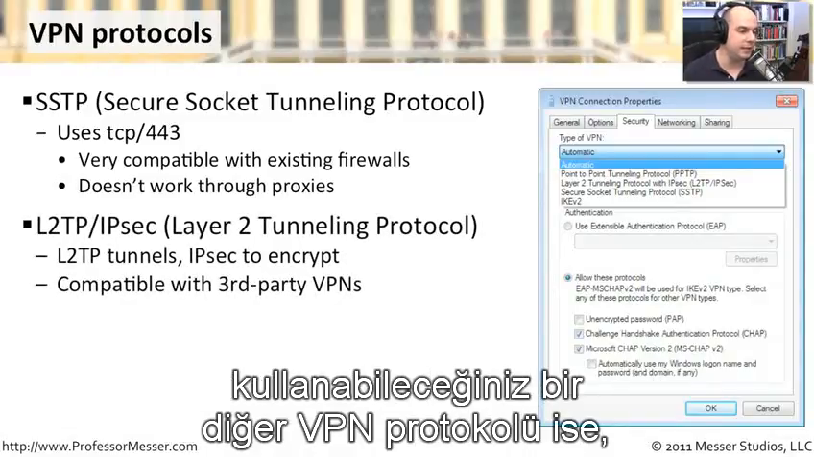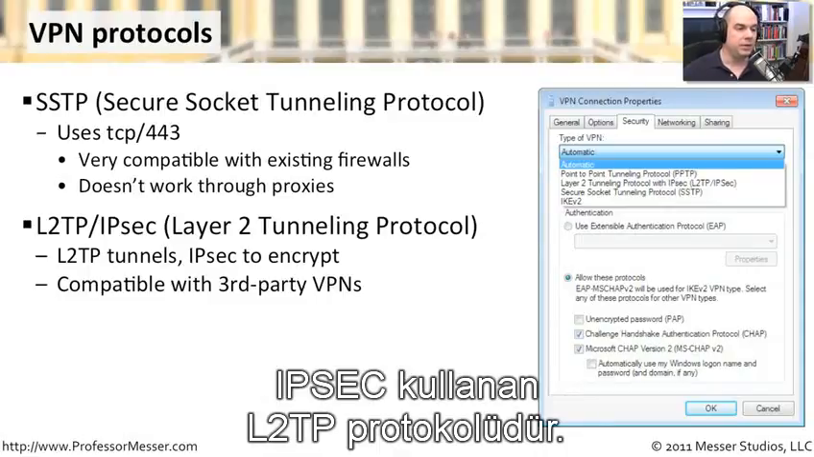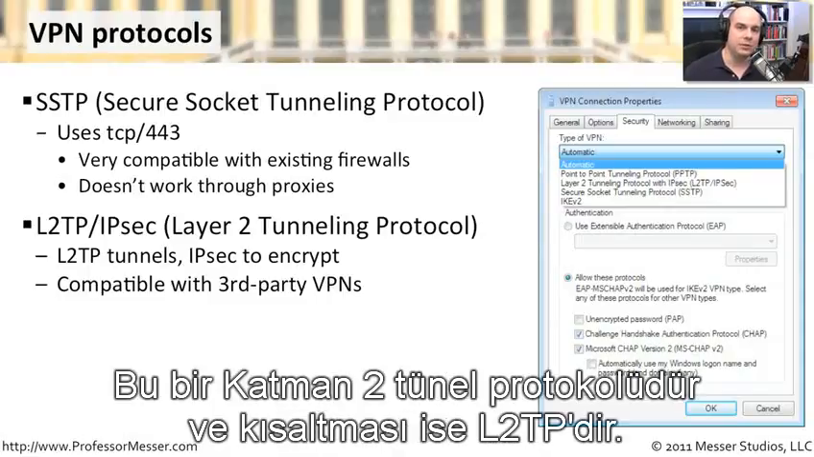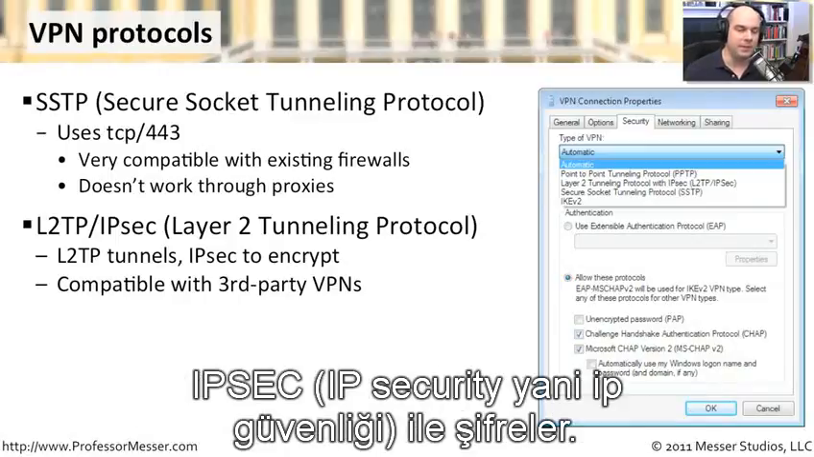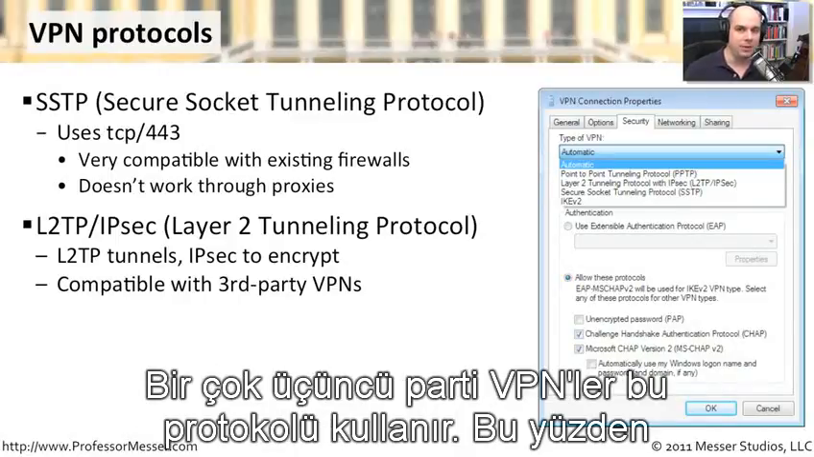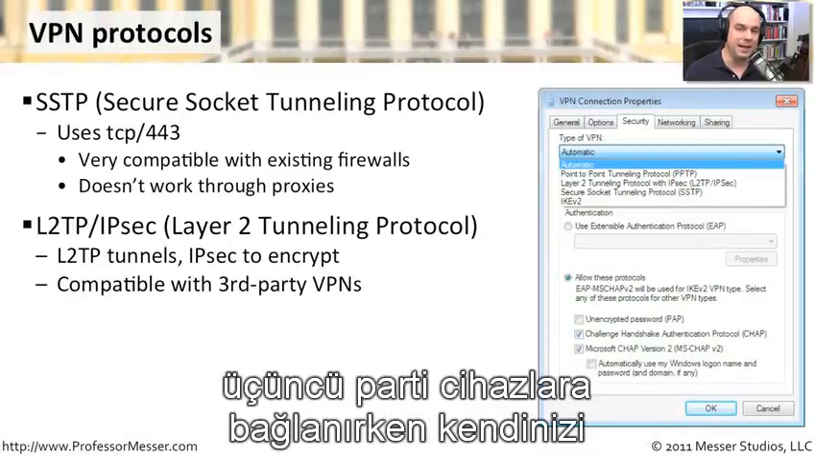Another type of VPN protocol you can use is something that is very standardized. This is very common to see, which is L2TP using IPsec. This is a layer 2 tunneling protocol. That's what that L2TP stands for. So it tunnels with the L2TP and it encrypts using a standard encryption mechanism called IPsec or IP security. Many third-party VPNs use this protocol, so you may find yourself setting up that specific VPN protocol when you're connecting to third-party devices.